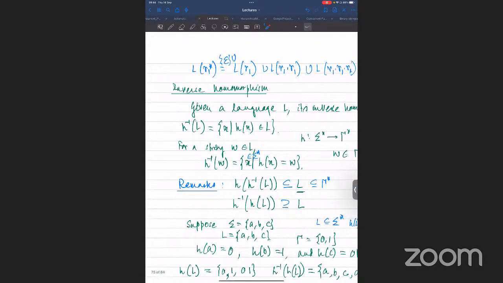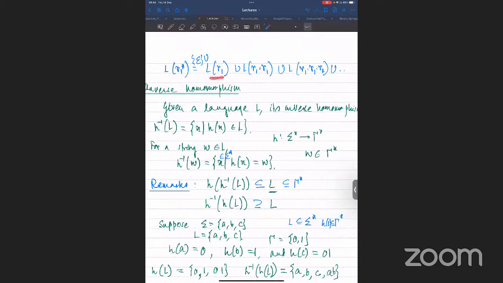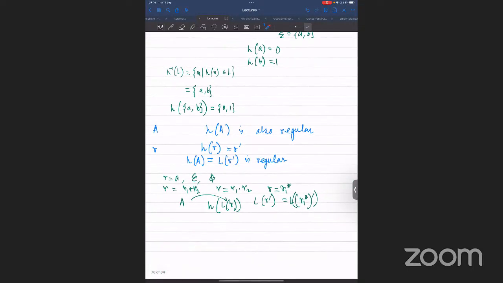The language corresponding to R star is the same as the union of all these languages. So the language corresponding to R star is a union over n greater than or equal to 0 of L of R to the n. This you have to use somewhere. This is the only tricky part, and you should try to work it out yourself. So this completes the proof, and then we talked about inverse homomorphism.